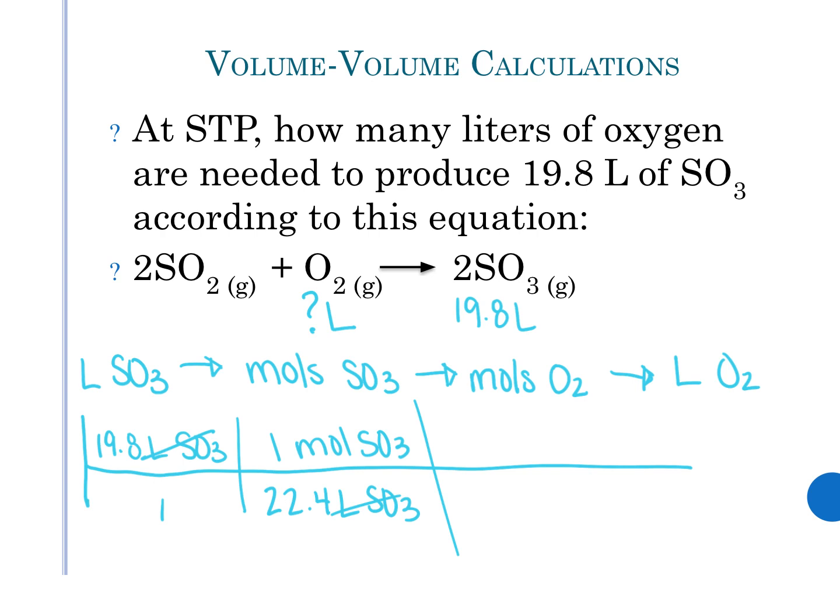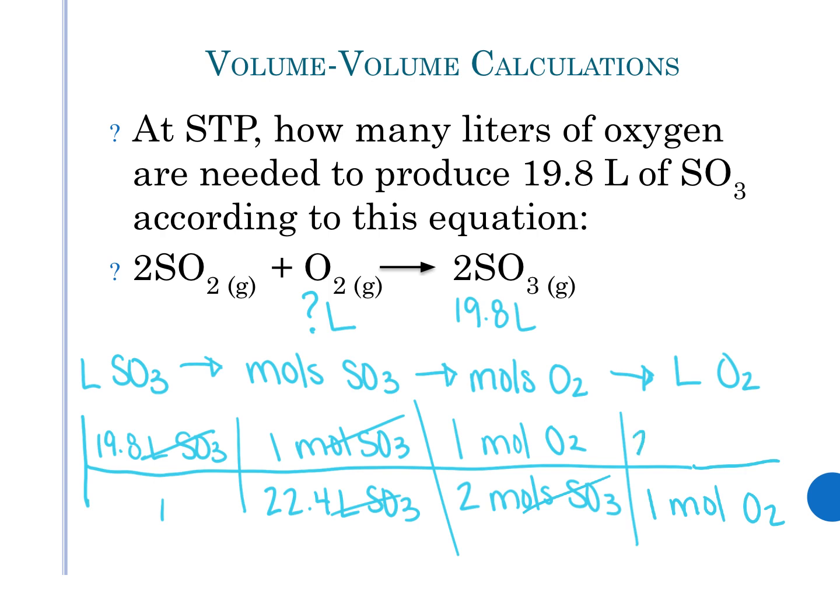So now we're in moles. How do we get from moles of SO3 to moles of oxygen? What do you have to use? Okay, got to use that mole to mole ratio every single time. So how many moles of SO3 are there? 2. Okay, so there's 2 moles of SO3 for every 1 mole of oxygen. And then finally, you have to convert back to liters. For every 1 mole of oxygen, how many liters will it take up? Okay. That new number, so that 22.4 liters.